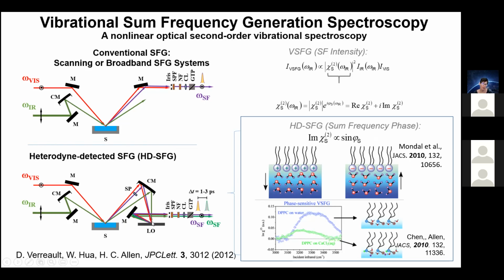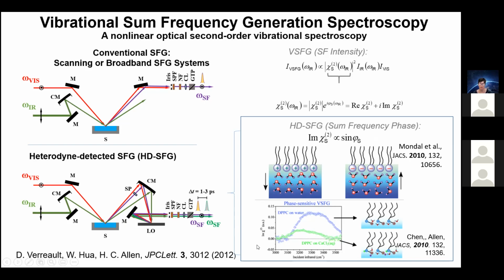The local oscillator also generates a sum frequency beam, and that interferes with the sum frequency beam from the sample, and you get an interference pattern. In that case, you're able to do a couple of inverse Fourier transforms. You're able to get the spectrum back, and we do this because it also gives you the imaginary part of the spectrum.